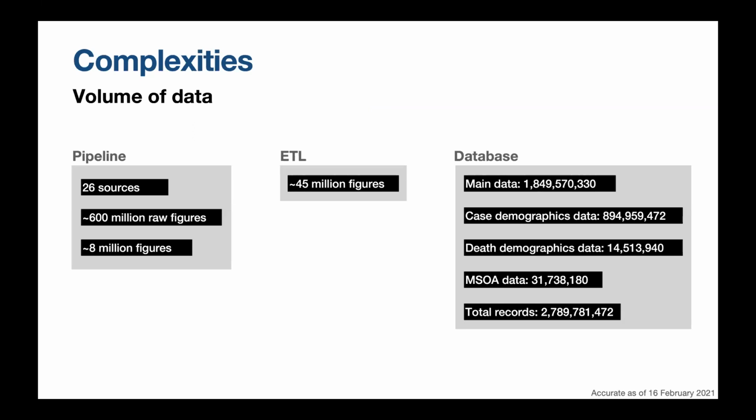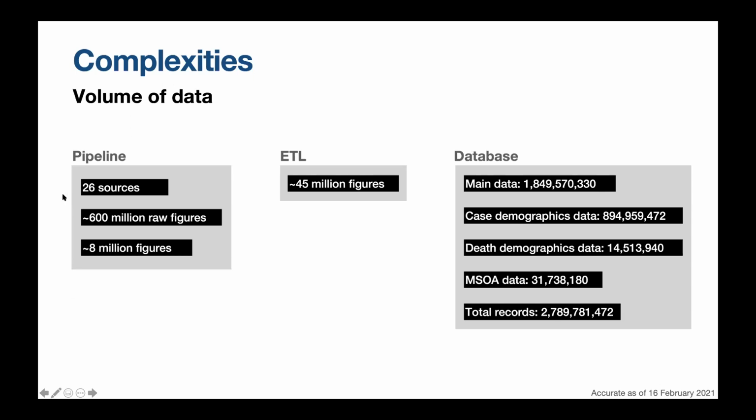So a lot of the complexity associated with the service comes from the volume of data that we handle. As I said, we have 26 sources, and these 26 sources produce close to, or maybe even over at this time, 600 million raw figures.